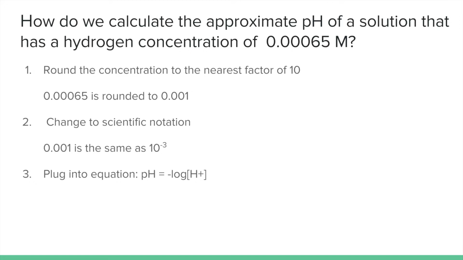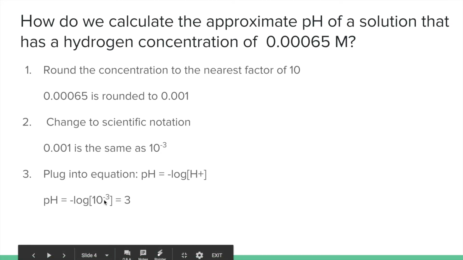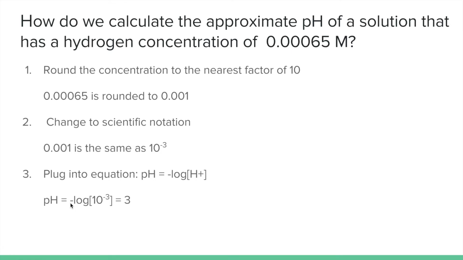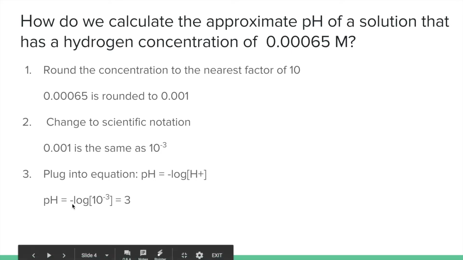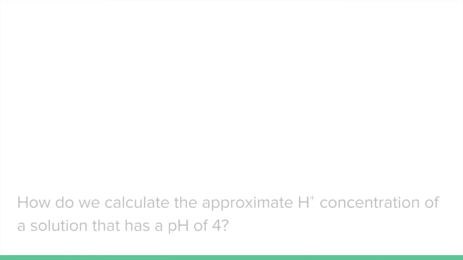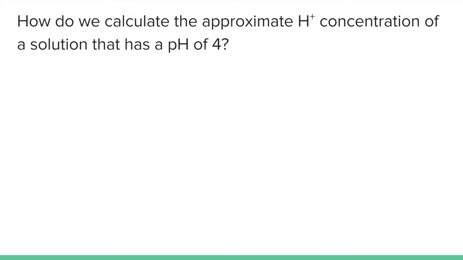Now we want to plug into this equation that we have, pH is equal to the negative log of hydrogen ions, and what we get is 3, because this negative 3 comes down as a coefficient, the negatives cancel, and you're left with 3 log of 10, which of course we know log of 10 is equal to just 1, and we're left with 3.